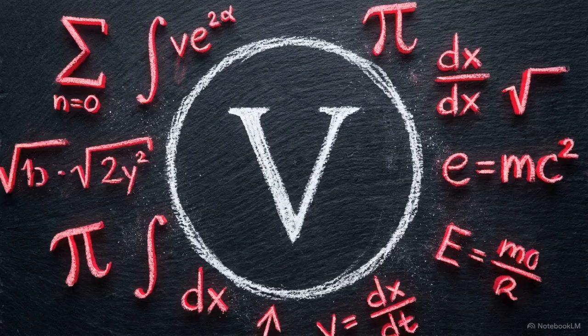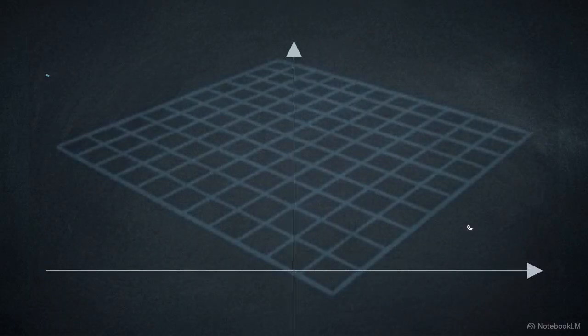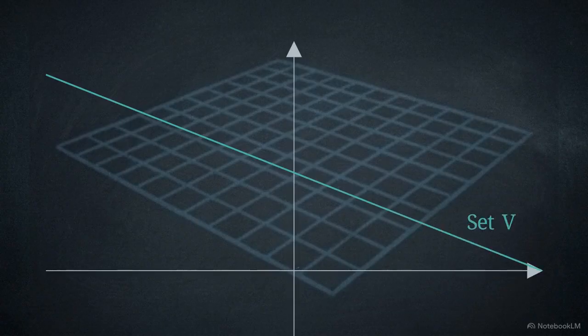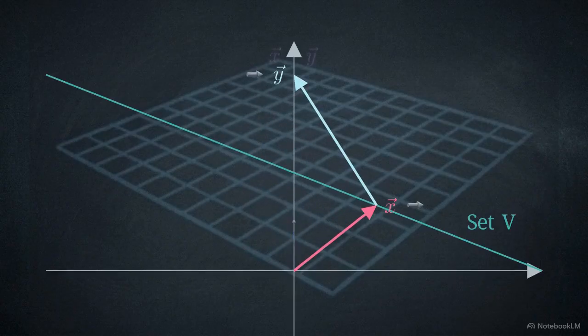We can define the boundaries of a vector space by examining sets that fail these requirements. Take, for example, a line in a two-dimensional plane that does not pass through the origin. This set fails the requirement of closure. If we add two vectors that lie on this offset line, the resulting vector falls outside the set. It no longer belongs to the space we defined.